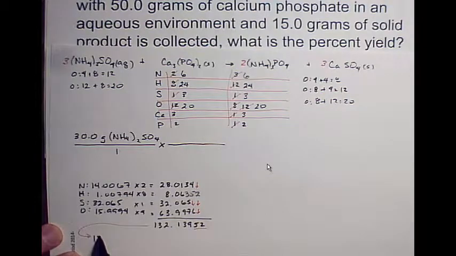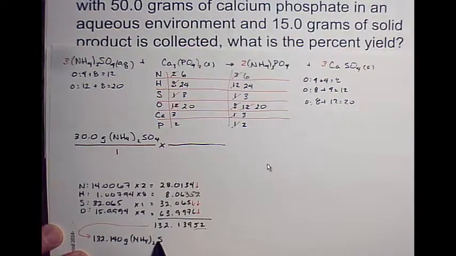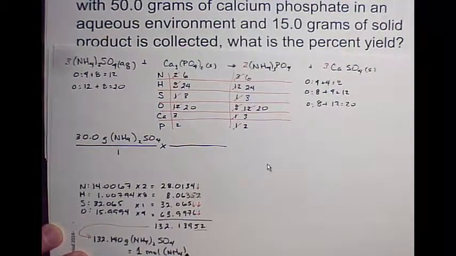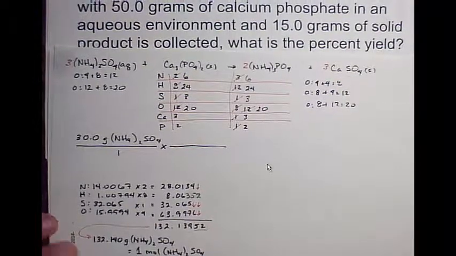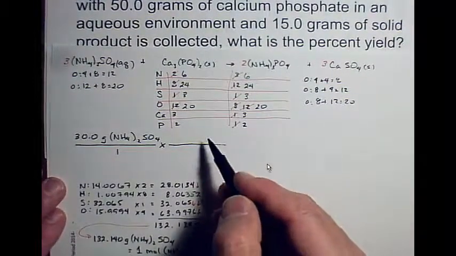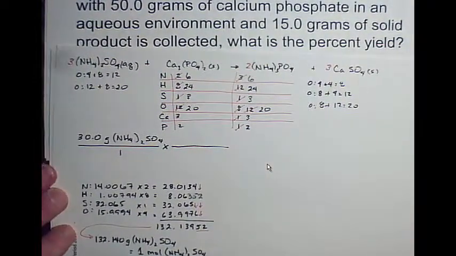And we get 132.140 grams of ammonium sulfate. And that's equal to 1 mole of ammonium sulfate. Now, it's important that you write this equality statement, because without that equality statement, you don't have a justifiable reason for writing this conversion unit.